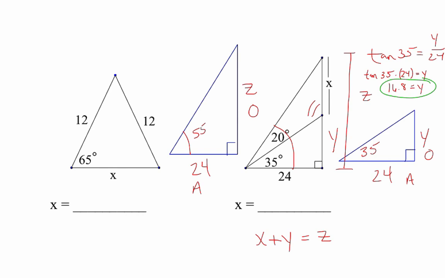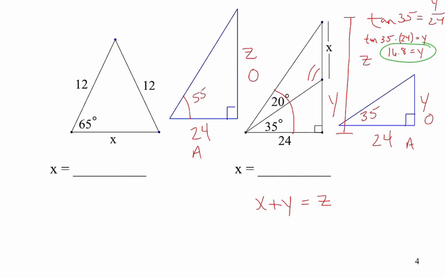In this case, it's going to be the tangent of 55 is equal to that opposite side z over that adjacent side 24. So again, to solve this, I'm going to have to multiply both sides by 24. So I get the tangent of 55 times 24 is equal to z. Well, that's what I wanted.